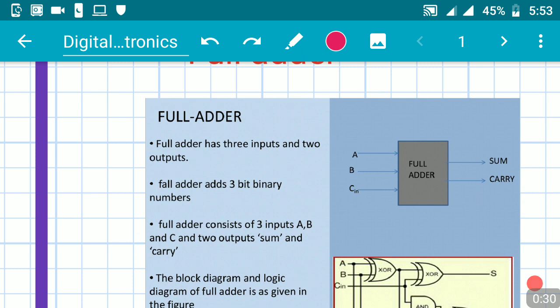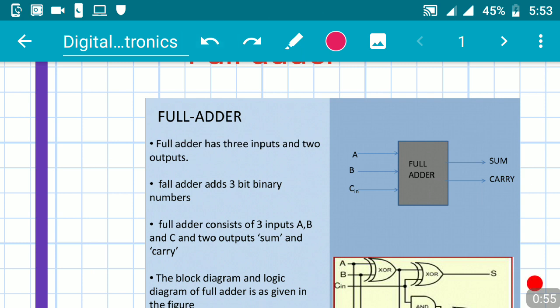So let us understand the first point. Full adder has 3 inputs and 2 outputs. As I already told you, full adder, it has become fall adder here, it is not fall adder, it is full adder. Full adder adds 3-bit binary numbers. It adds 3-bit binary numbers, 1, 2 and 3. 3 bits are going to be added. I mean 3 bits of binary numbers are added using the full adder.